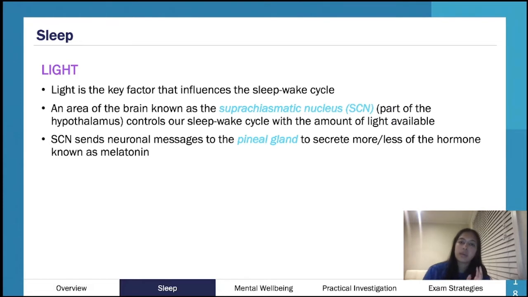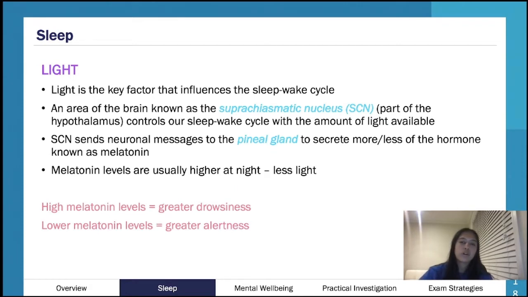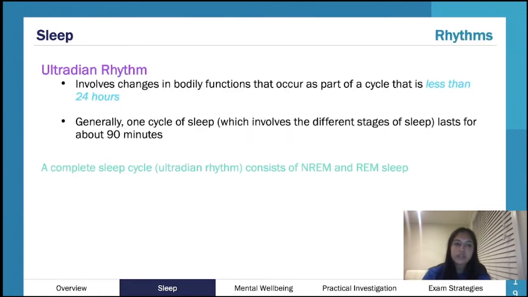The flip side is the SCN realizes it's very dark. It's not getting a lot of light input. It tells the pineal gland, okay, it's dark. Release the melatonin. Make me drowsy. It's time for bed. So more melatonin means more sleepy, and less melatonin means less sleepy. You'd have much higher melatonin around bedtime. Okay, so that's your circadian rhythm. Your ultradian rhythm, if we compare the definitions, is less than 24 hours, whereas your circadian rhythm is over a 24-hour period.